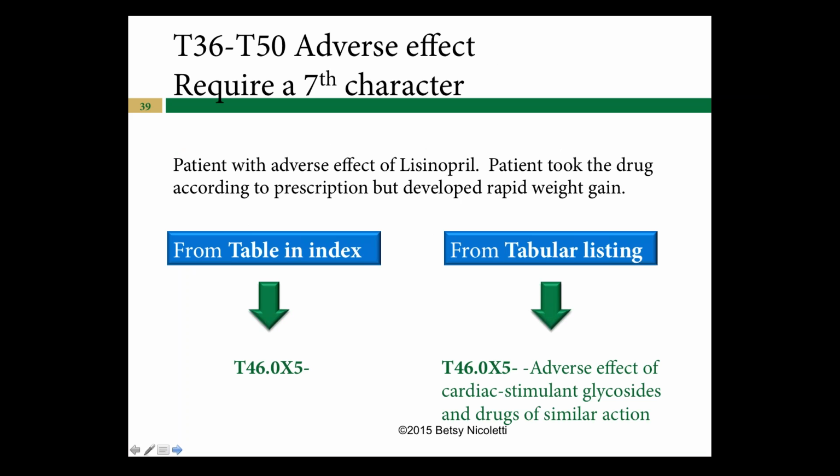So here's a patient who has an adverse effect of lisinopril, took the drug according to prescription, but developed rapid weight gain. We go to our table in the index and we see T46.0X5. We have our placeholder X in many of these poisoning codes, and we need a 7th character extender, so we would go back to our tabular listing and find out what we would need. And for the first time, you would need the A.